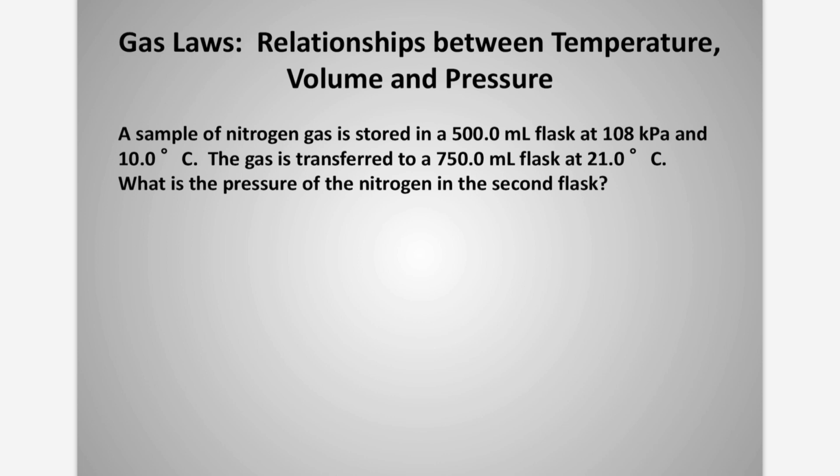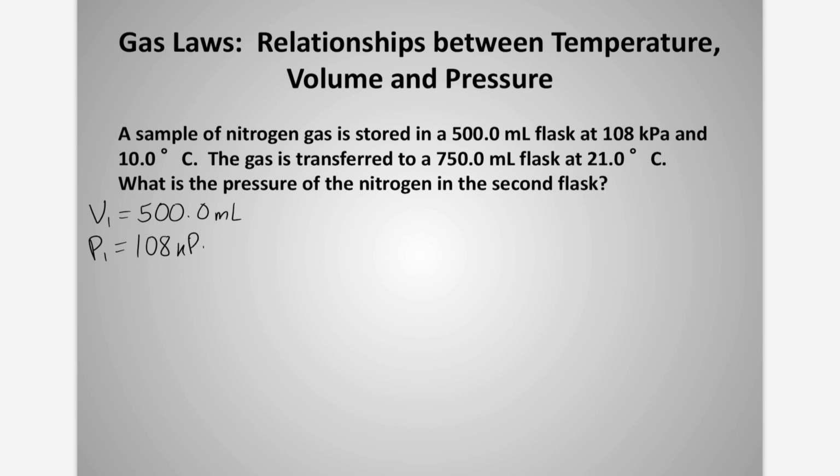So we've got a sample of nitrogen gas stored in a 500 milliliter flask at 108 kilopascals and 10 degrees Celsius. This gas is transferred to a 750 milliliter flask at 21 degrees Celsius. What is the pressure of the nitrogen in the second flask? Again, first thing, writing down our givens. First volume, 500.0 milliliters.